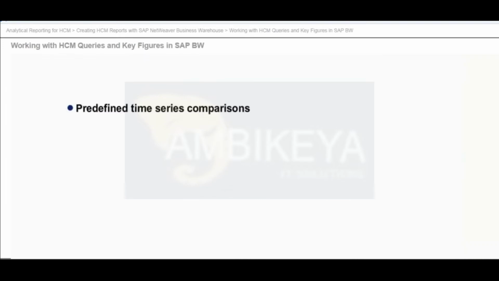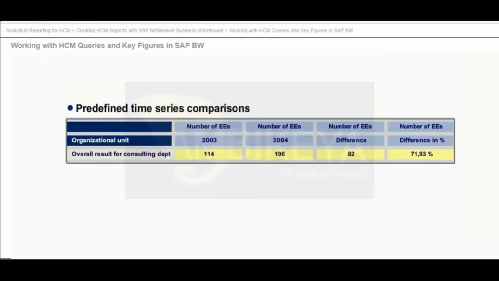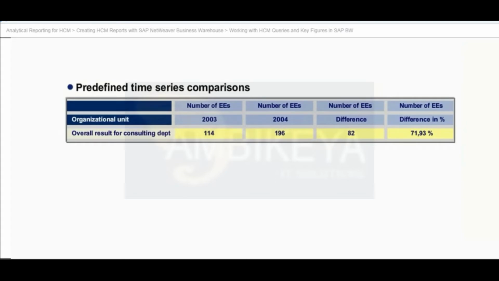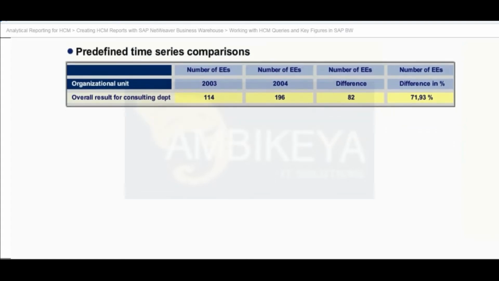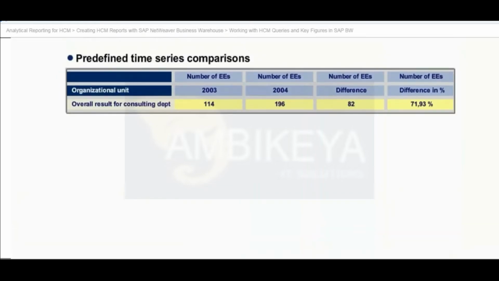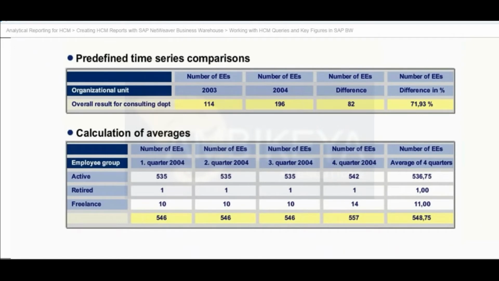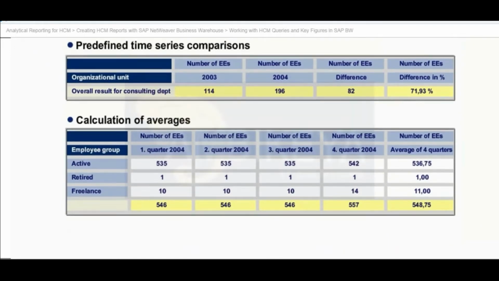HCM business content includes predefined queries and key figures and structures for frequently used standard calculations and comparisons. These structures enable you to compare time series or time-related calculations of averages and can be used for any HCM query.